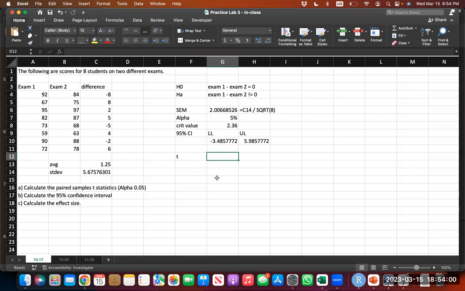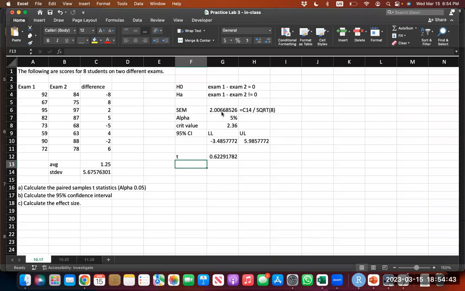So the t is here calculated as our difference. So this is exam1 minus exam2. In our case, exam2 minus exam1, minus 0. Minus 0 only because this is our null hypothesis, right? You don't have to really subtract the 0 because subtracting nothing from a number is obviously still the number. Divided by the standard error of the mean, that's 2, gives us a t of 0.62, right?